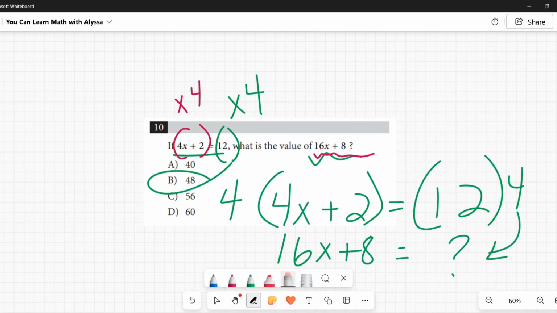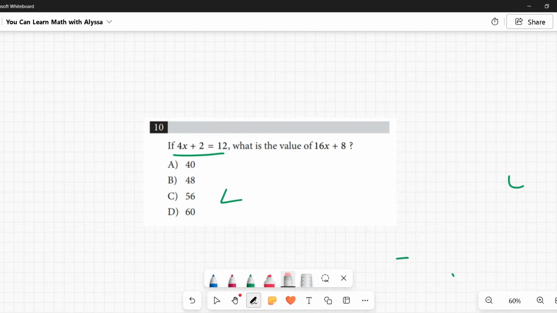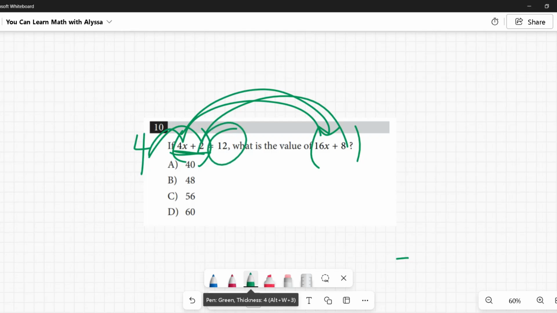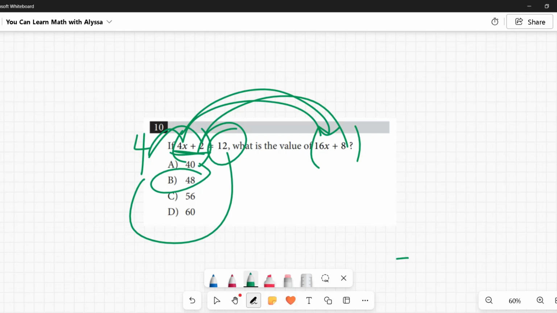So again, very, very uncommon that this doesn't work. You just have to verify that this first equation can be multiplied, that all parts of it when multiplied by a single number come out to this. In this case, it would be 4. 4 times 4x is 16x. 4 times 2 is 8. Then you just multiply that side by that same value, 12 times 4, B, 48.